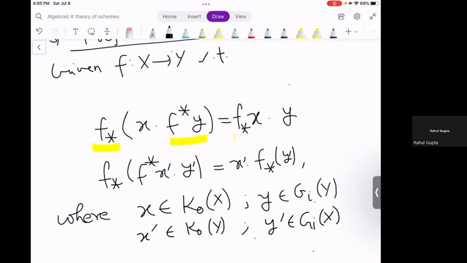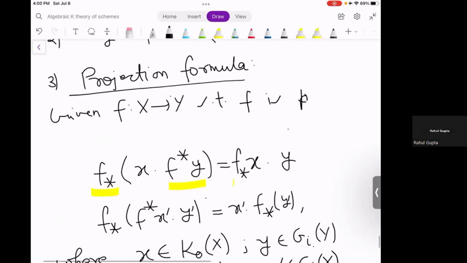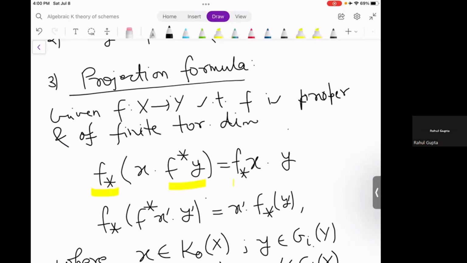Such that F is proper and of finite dimension, we have these equalities. Is it okay? What I want to say here?